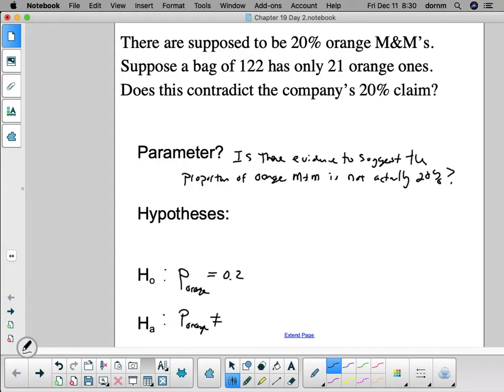That means this is going to be a two-tailed test, which isn't going to affect us too much because our calculator is going to handle this, but it really is important. This sign right here, the not equal to, is really important that we get that right. So you've got to read it very carefully.